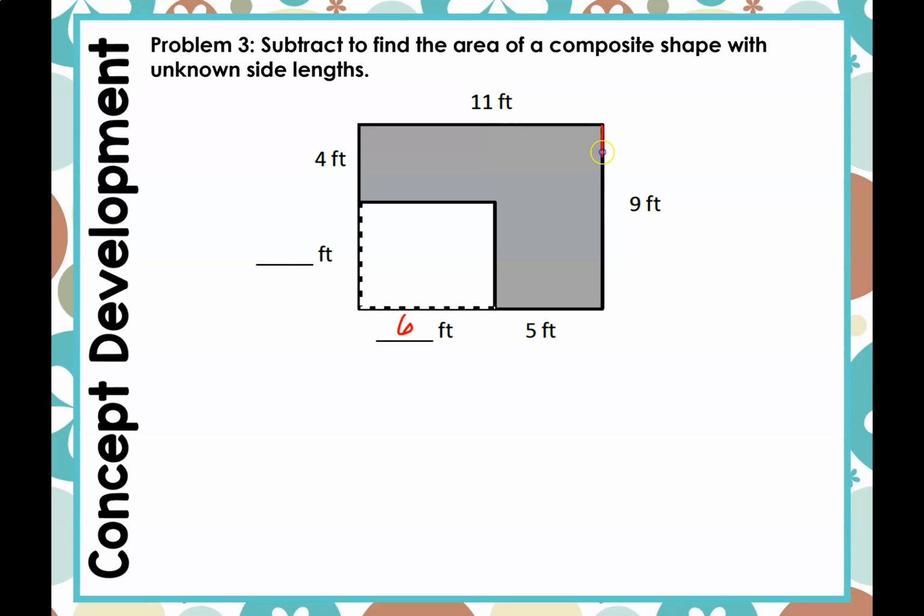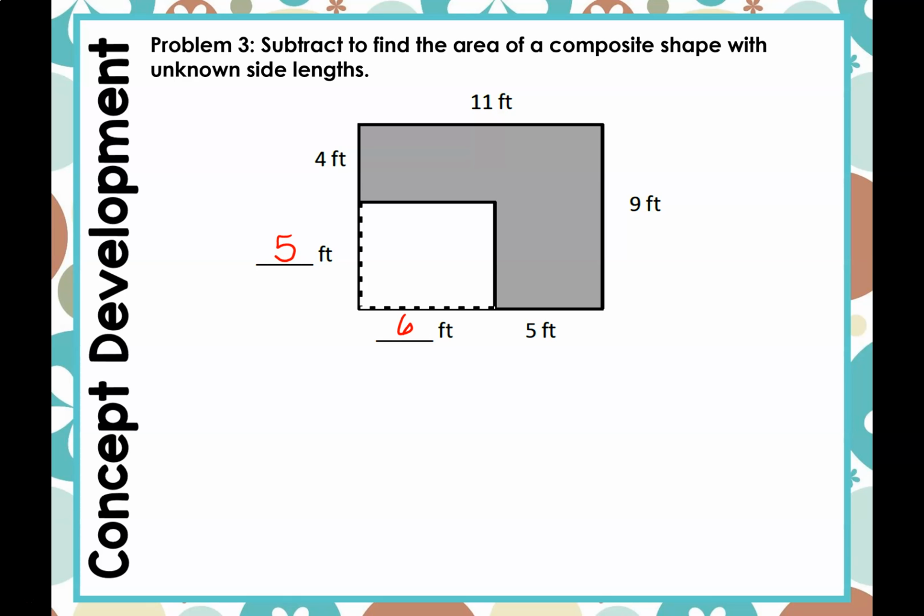Now let's look at this side over here. We have 9 feet. Directly across from it, we should also have 9 feet, but it looks like it's broken down into 4 and another number. So we can add 4 plus another number to get 9, or we could take 9 minus 4 to get 5. Okay, so now we can figure out what the area is for each of the shapes because we know what the side lengths measure.